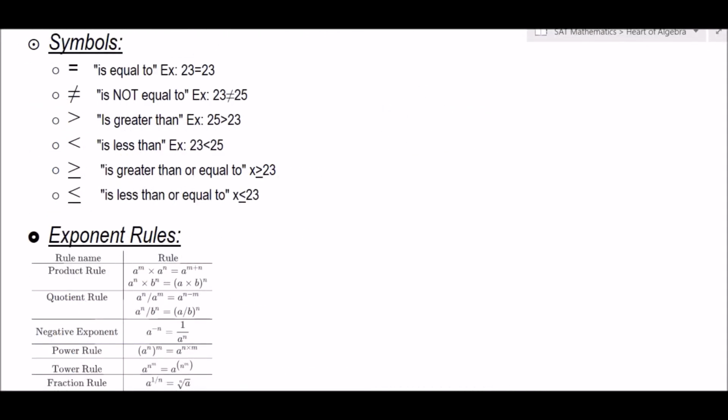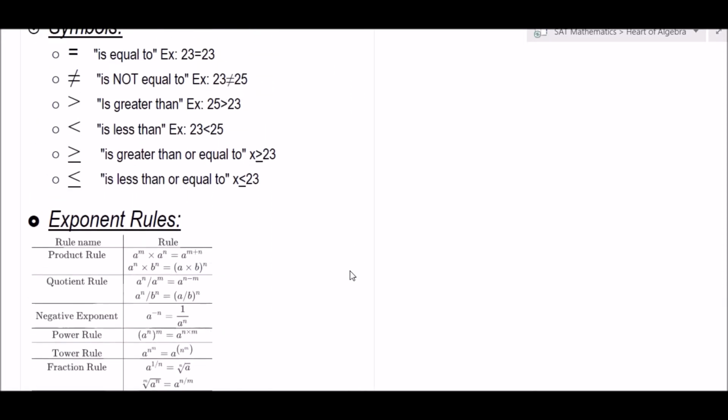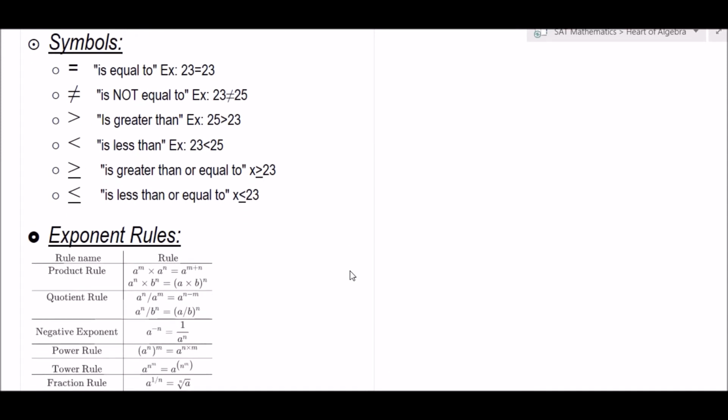To continue, we'll talk about symbols, exponent rules, and roots. Alright, we'll begin with symbols. This symbol here represents is equal to, an example is 23 is equal to 23. This next symbol represents is not equal to, and an example of that is 23 is not equal to 25. The next symbol represents is greater than, and an example is 25 is greater than 23. The next symbol represents is less than, an example is 23 is less than 25.